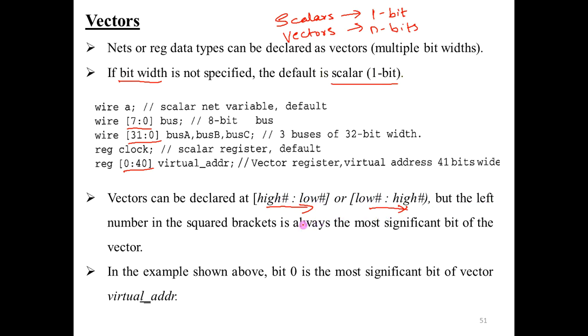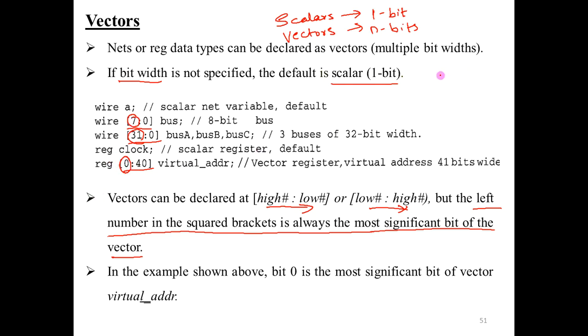But the left number in the square bracket is always the most significant bit of the vector. This is very important. The left number in the square bracket is always the most significant bit of the vector. Left is this one. This is the most significant bit. This is the most significant bit. This is the most significant bit. Okay, so you remember this.